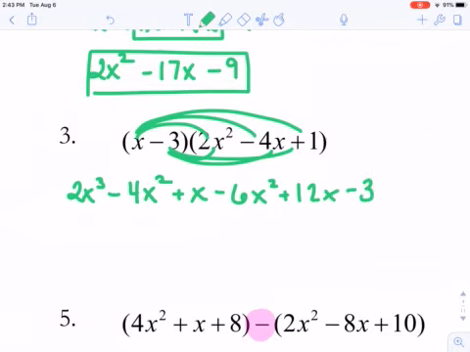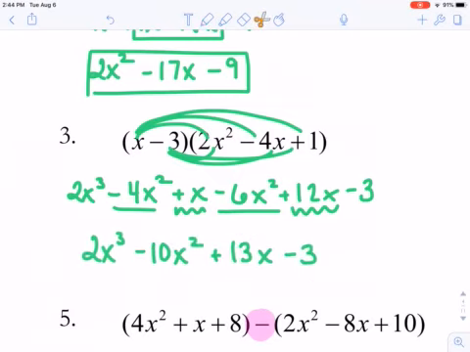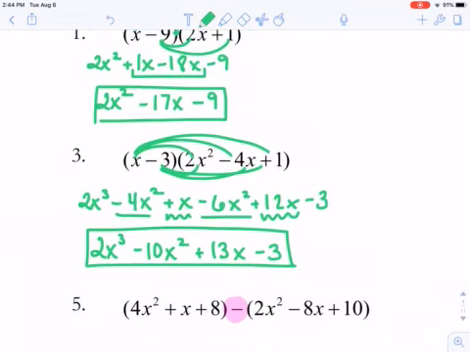So we have all of those, and then we want to, again, combine our like terms. So there are no other x cubed terms, so that stays the same. We have negative 4 and negative 6x squareds, so that's negative 10x squareds. We have 1x and 12x, which makes 13x's, and then that negative 3 stays by itself. So here is our final answer for multiplying that binomial and trinomial.